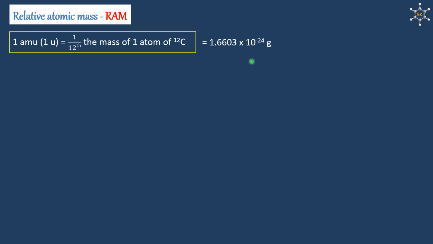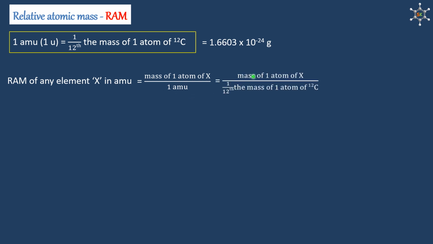Now we should be capable of writing relative atomic mass of any element X in AMU, and this is given by mass of one atom of X divided by 1 AMU. If we substitute the definition of 1 AMU in this equation, it takes the form mass of one atom of X divided by 1/12 the mass of one atom of carbon-12. This ratio gives us the relative atomic mass or atomic weight of any element X in AMU.